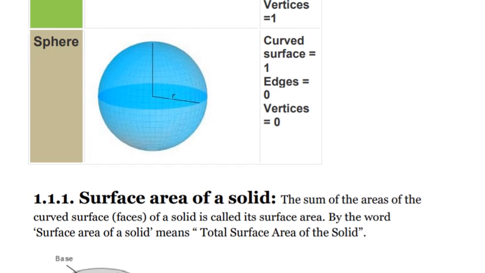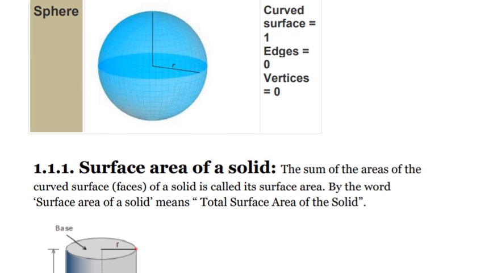For the sphere, the total number of curved surfaces is exactly one. This is the total curved surface; there is no flat surface. The number of edges is zero, and vertices also zero, because it is a sphere. A throwball is there, no? All day we are doing sports day, we are playing throwball. That is one example of a sphere.